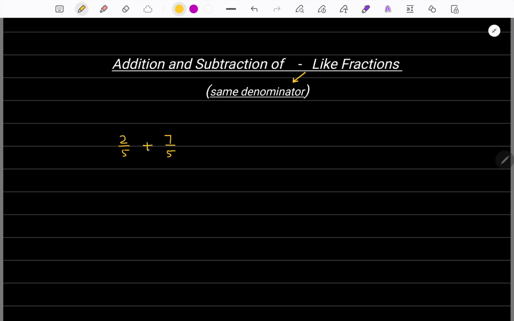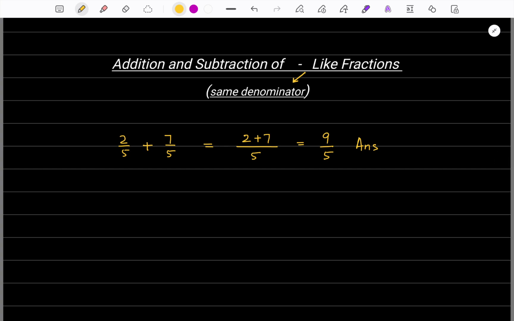If we wish to add these two fractions, what we do is we add their numerators, 2 plus 7, and write the denominator 5 at the bottom as such. 2 plus 7 gives us 9 and the denominator is 5. So the answer becomes 9 by 5. So this was about how to add like fractions.